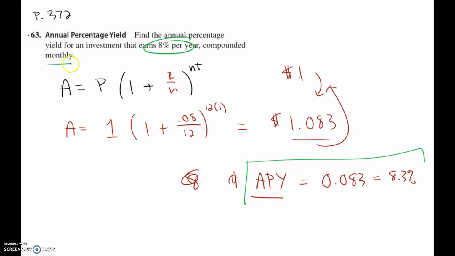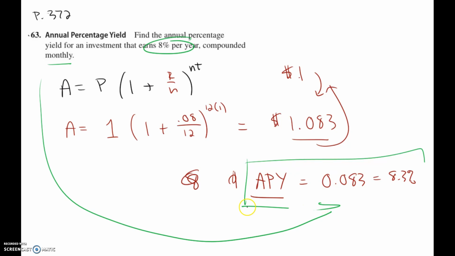So the idea here is, this is an 8% interest rate. However, when you compound it monthly, it's effectively an 8.3% account. So if you find the APY for all the accounts, then it tells you how much you're actually going to make in the year.